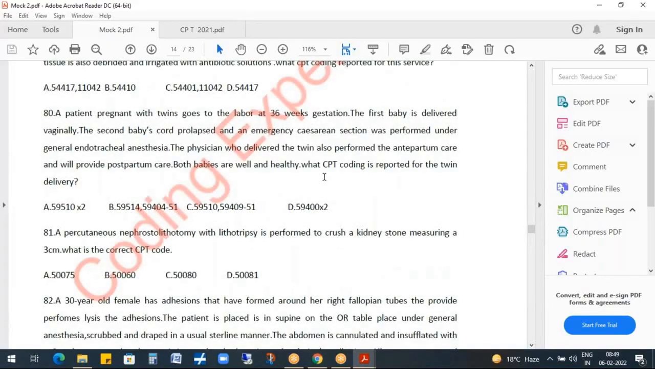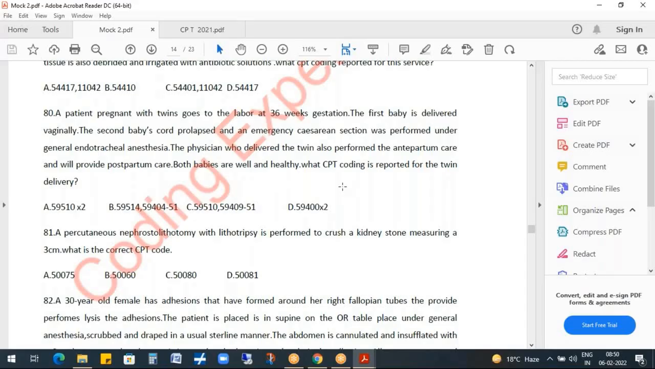Yes, what's your doubt here? How is the baby delivered? The first baby is delivered vaginally. The second baby is delivered through C-section. Antepartum and postpartum care is provided by the same physician. I told you the rule already. First, you need to code the surgery, followed by the vaginal delivery. What is your answer here, Anupama?